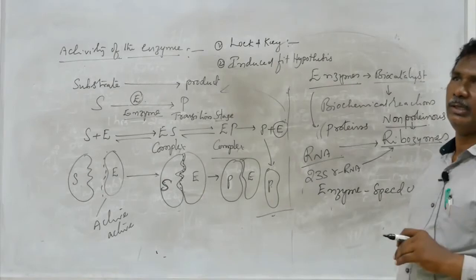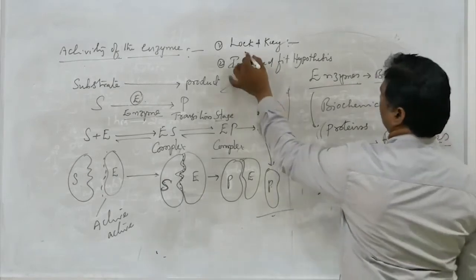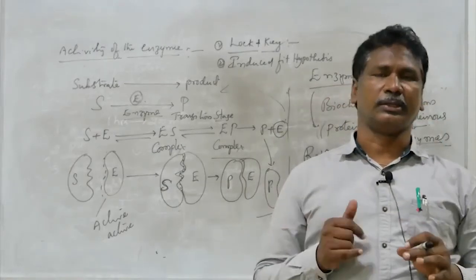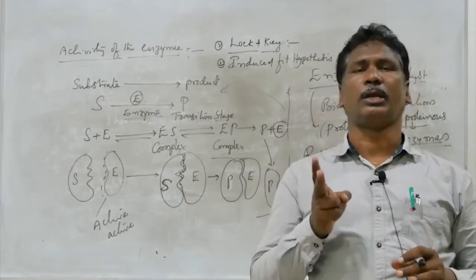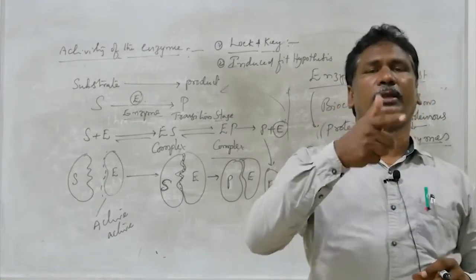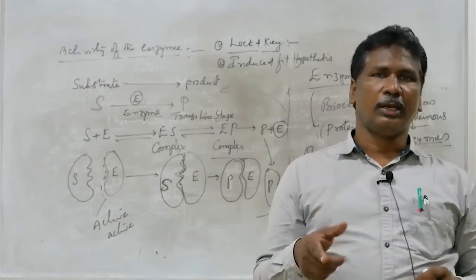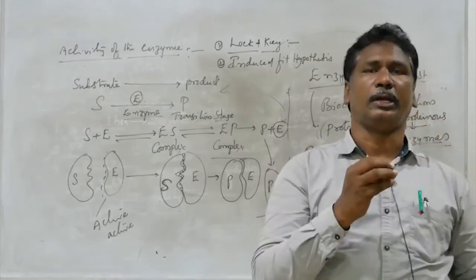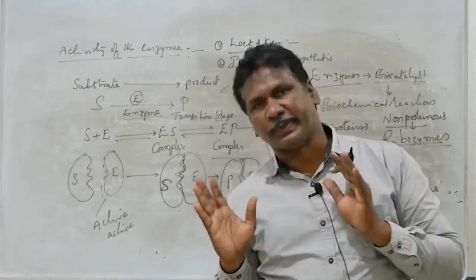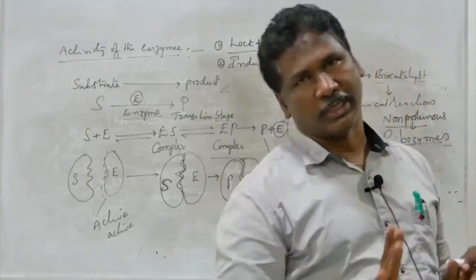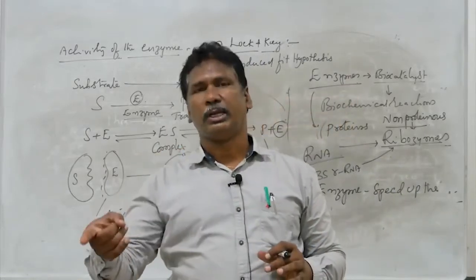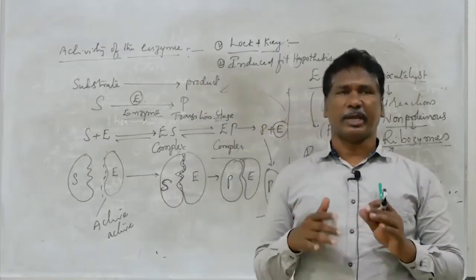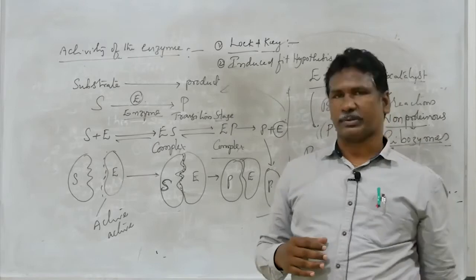It was proposed by Emil Fischer. According to this lock and key theory, a suitable key can open the suitable lock. Like that also, a suitable enzyme can act upon the suitable substrate. Hence that substrate is converting into product. It is also enzyme specificity. That means one type of enzyme always acts upon only one type of substrate.